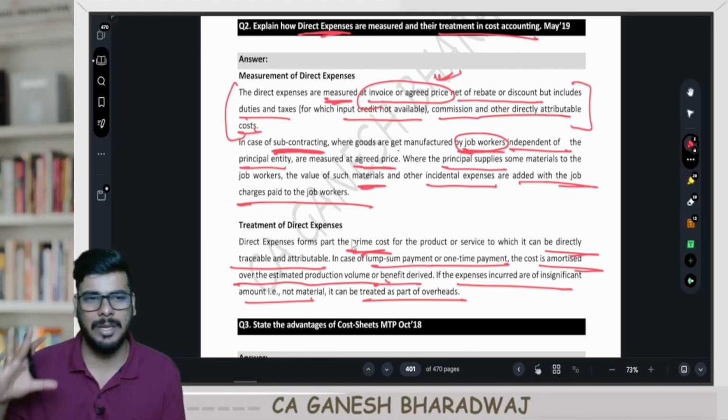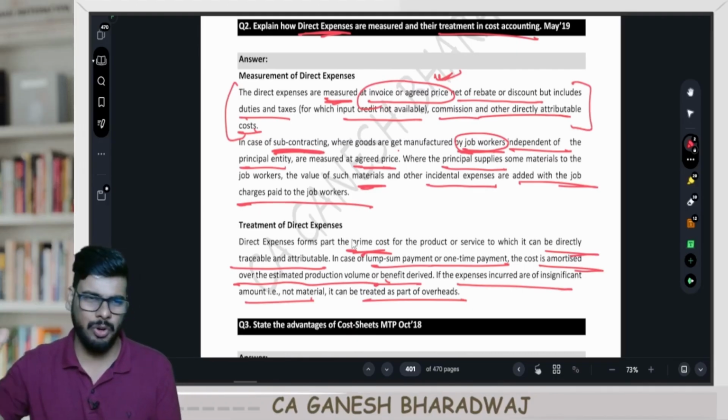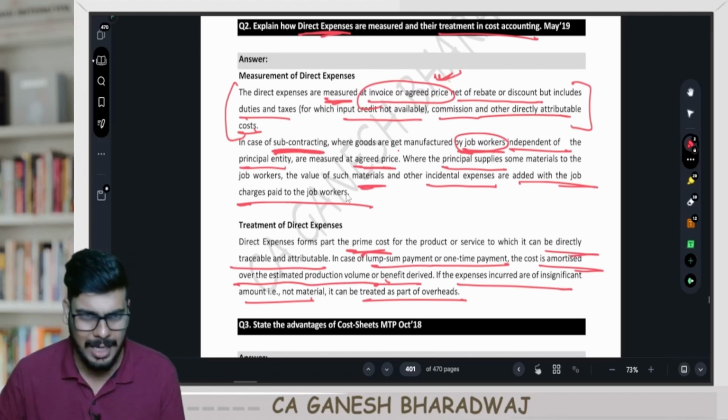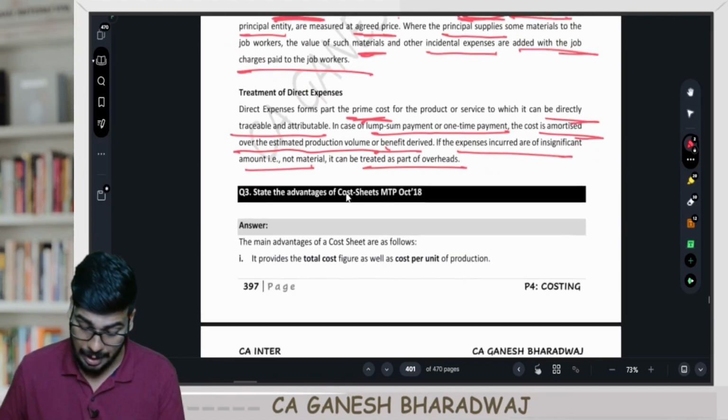So you read it once, that's all. You can write it in your own words in exam. Don't mug up theory and all. Costing theory and all, don't mug up. Clear? Any issue here, guys? Simple. Then let's go to the next one.